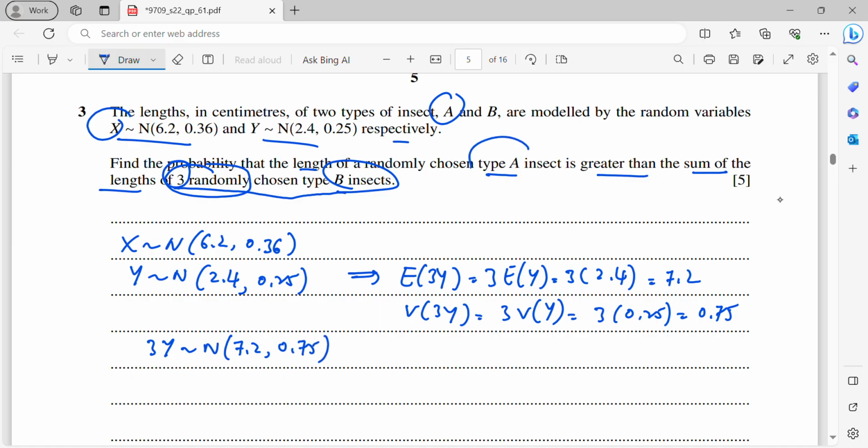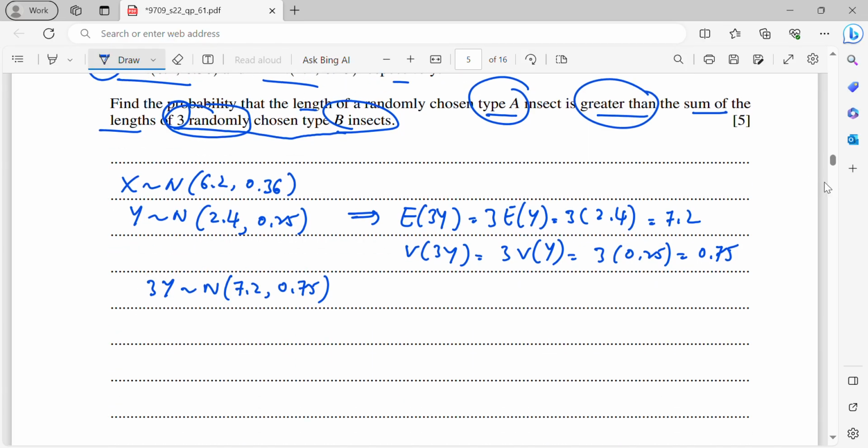Now the A is greater than the sum of the Y, therefore the X, right, I will just write P, you need to count P, X is greater than 3Y. So I will move the 3Y to the left-hand side to get X minus 3Y is greater than 0. So when X minus 3Y is greater than 0, to get this probability, I need to get my X minus 3Y.